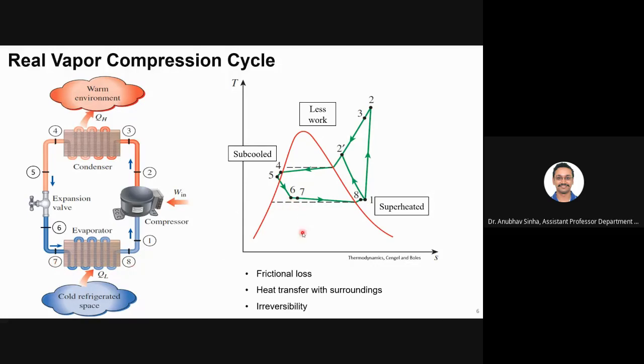So the idea is that for an ideal cycle we have some assumptions, but finally when you go for a real or actual cycle, these are the principal factors which are responsible for the deviation. So you will see some frictional loss or heat transfer. There will be some heat loss or heat gain from the surrounding, right? And there will be some irreversible effect, as we have seen in this plot.